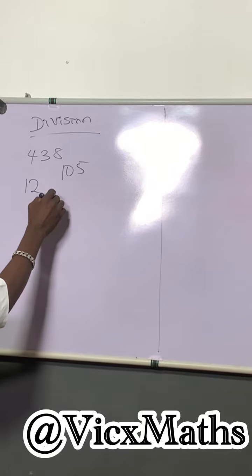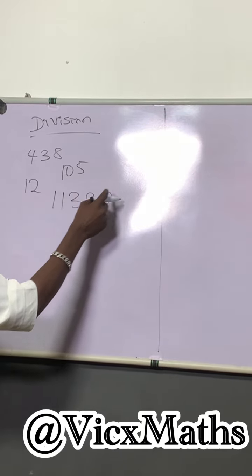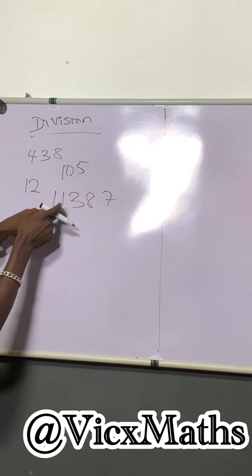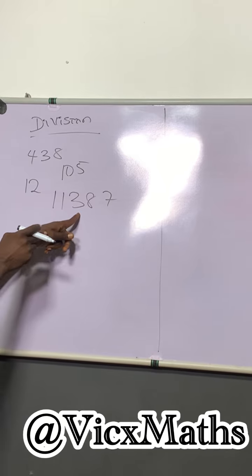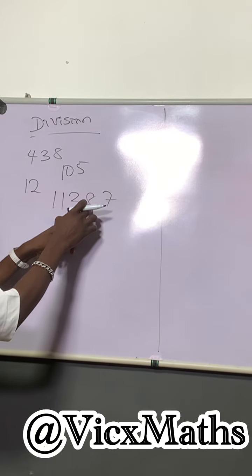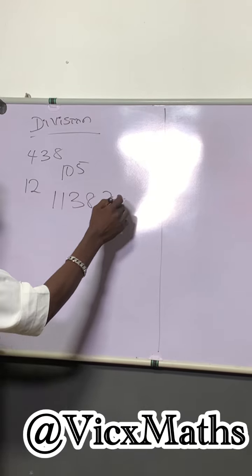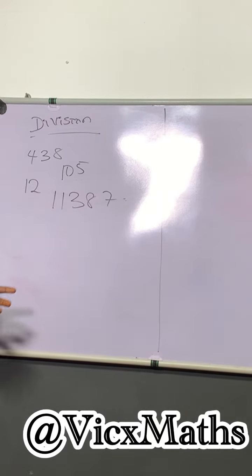So if they give you a number like 11837, and ask if 3 can divide it, it's very simple, you don't need to bother yourself. To check if 3 can divide it without remainder, 1 plus 1 gives us 2. 2 plus 8 is 10. 10 plus 3 is 13. 13 plus 7 is 20. Can 3 divide 20? No. So it means that 3 cannot divide this number.